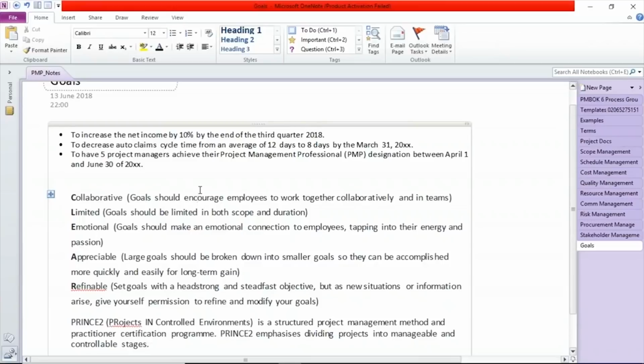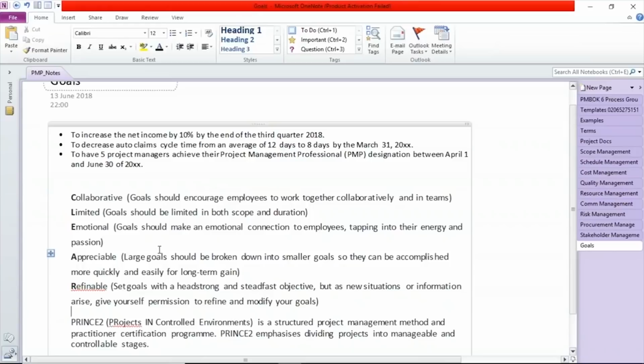Another example could be to decrease auto claims cycle time from an average of 12 days to 8 days by March 31st, maybe 2019. This is another good example wherein we're very clear about what we want to achieve by the end of that project. We want to reduce the cycle time, by how many days, and by when. So if the goal is clear and smart, then it becomes much easier to relate to.